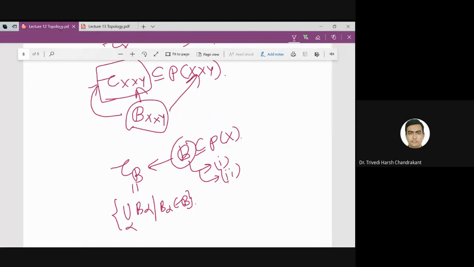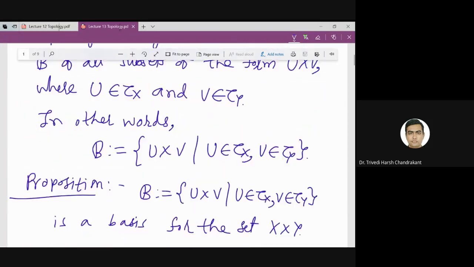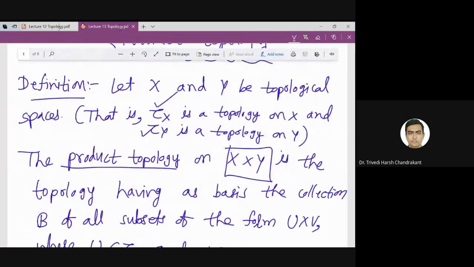So now what I am saying here is that I know these two topologies, tau X and tau Y, that are given. Tau X is a topology on X, tau Y is a topology on Y. Now I want a topology on X cross Y.